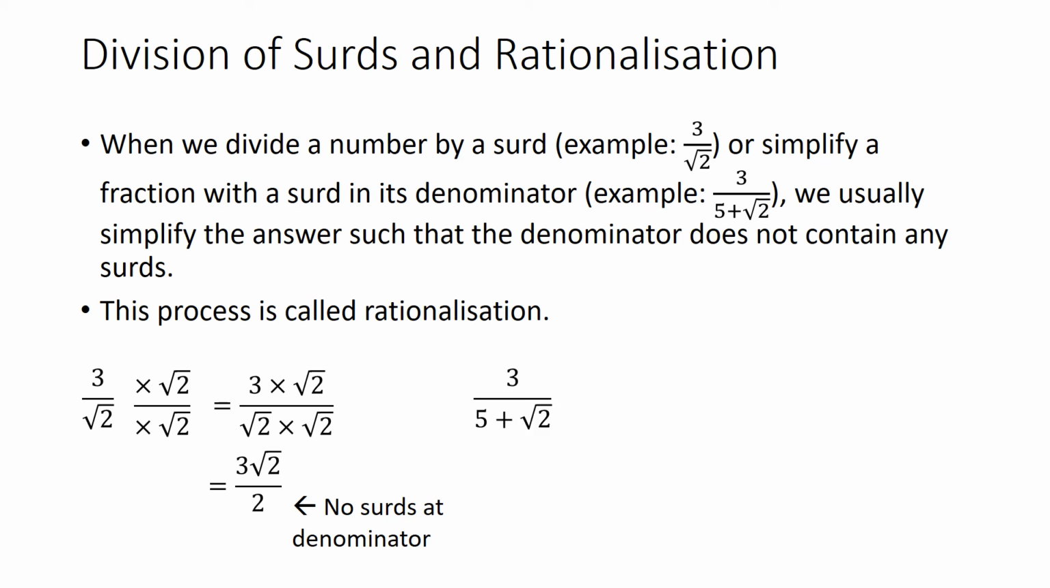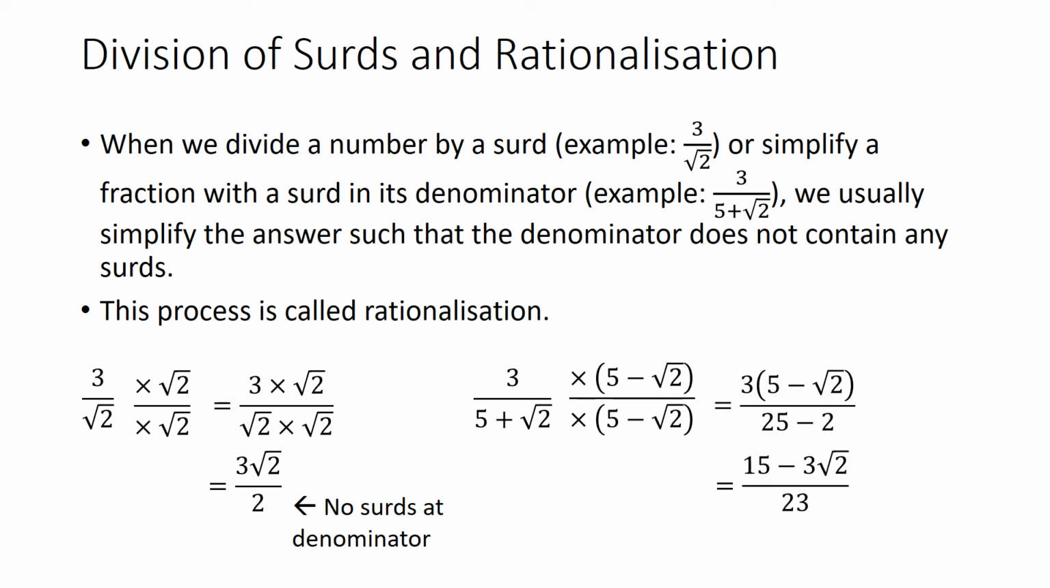This is another example, 3 over 5 plus surd 2. What we can do is, we can multiply 5 minus surd 2 at the top and 5 minus surd 2 at the bottom, which will get 3 bracket 5 minus surd 2 over 25 minus 2, and we can simplify, it becomes 15 minus 3 surd 2 over 23. You can also observe that in this example there is no surd at the denominator.